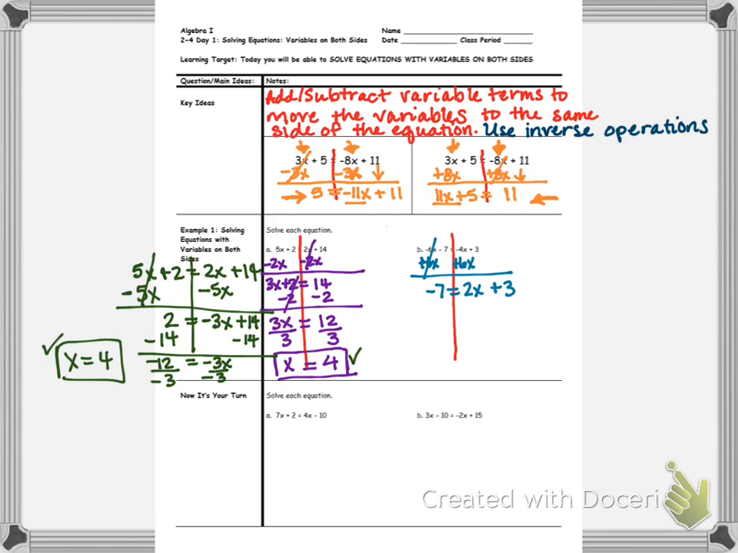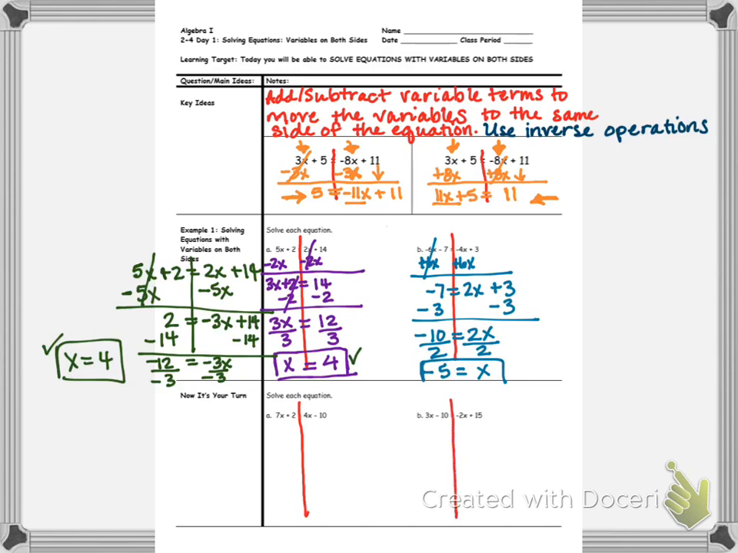So I got plus 3. Now I have a two-step equation, and I'm just going to solve it as usual. And we got negative 5 is equal to x. So once again, kind of that same skill set.